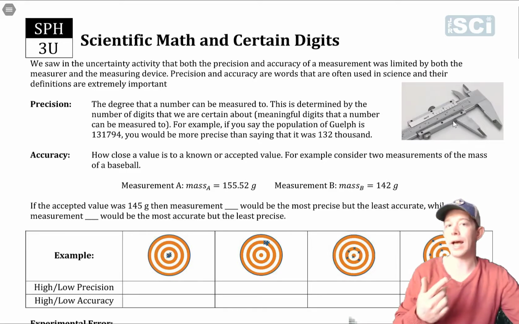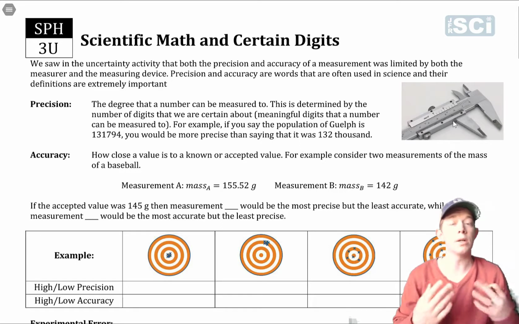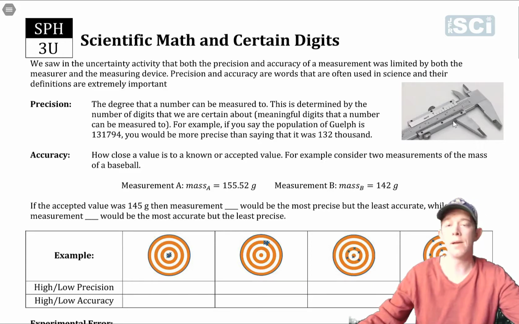We're also going to look at determining how close a measured value would be to an accepted value or another lab group's values. Okay? And then we're going to go into the part of the lesson that you're going to read on your own, but it will deal with some significant digits or certain digits. And then we'll come back and we'll do a few examples together for certain digits.